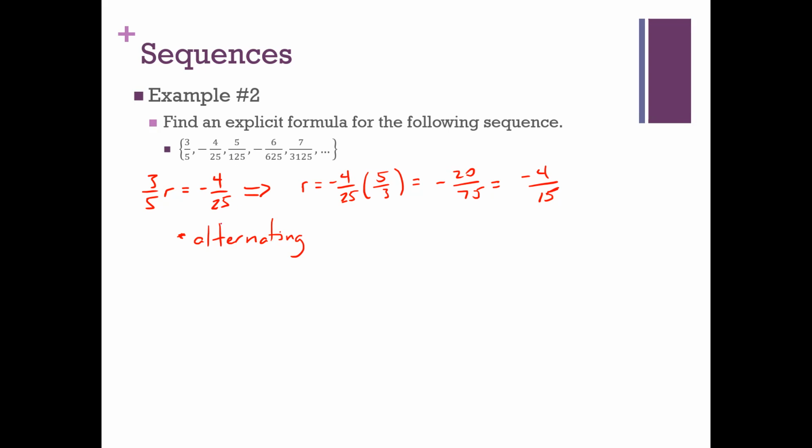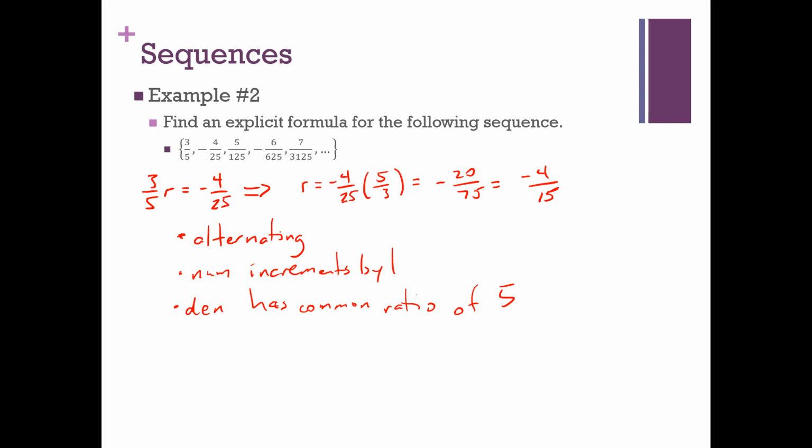So now how can I bring all those things together? I have an alternating sequence, I have the numerator increments by 1, and the denominator, say, has common ratio of 5. So are there any other patterns we need to attend to here? Based on those things, can I write a formula here?